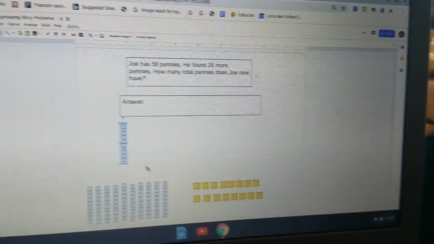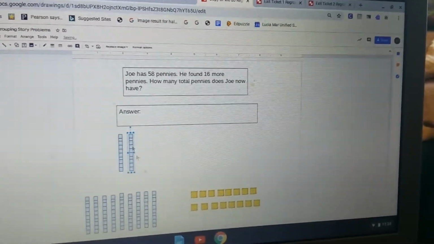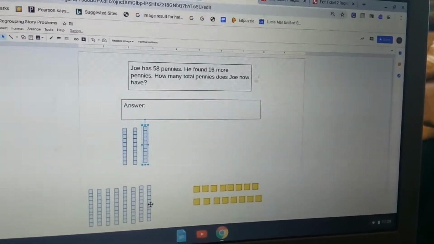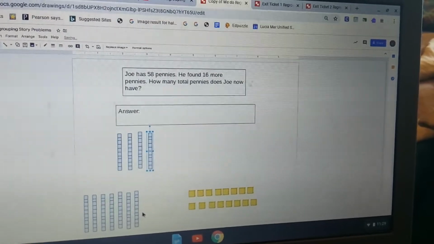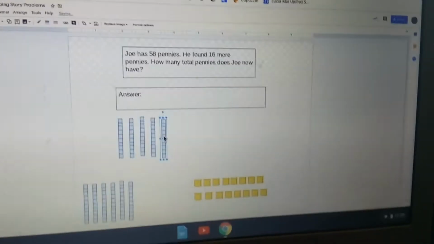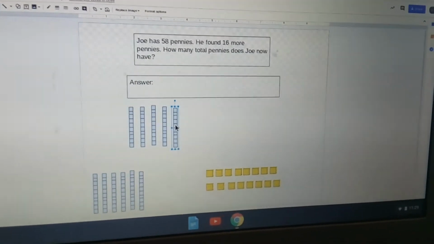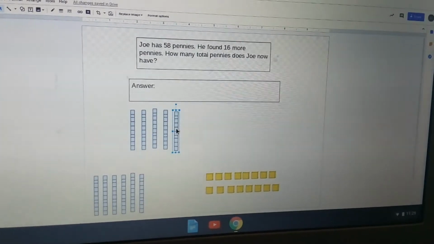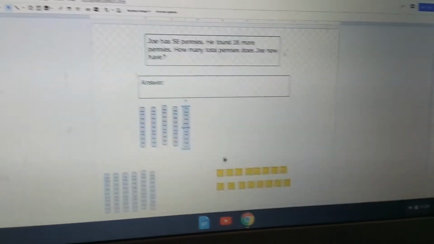10, 20, 30, 40, 50. Looking at number 58 again, how many ones units do we need to pull up? Eight, because there's an 8 in our ones place. So let's pull up 8.